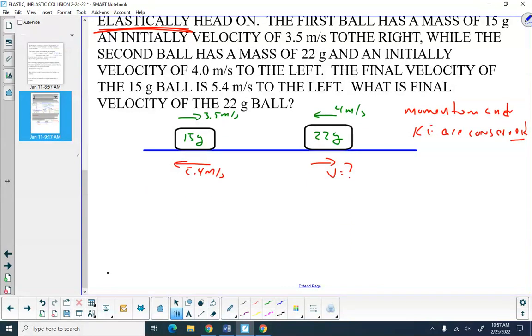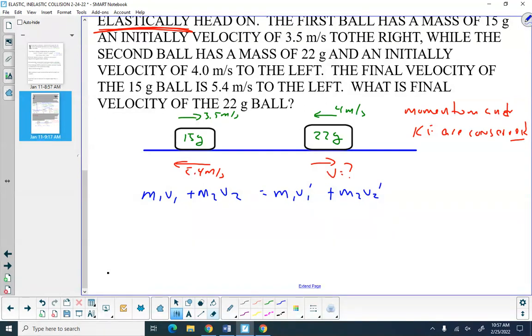So we have total momentum prior to and total momentum afterwards. If it's being conserved, they must be equal to each other. So my M1V1 plus my M2V2 prior to interaction has to equal M1V1 prime plus M2V2 prime. Our momentum prior has to equal our momentum after.